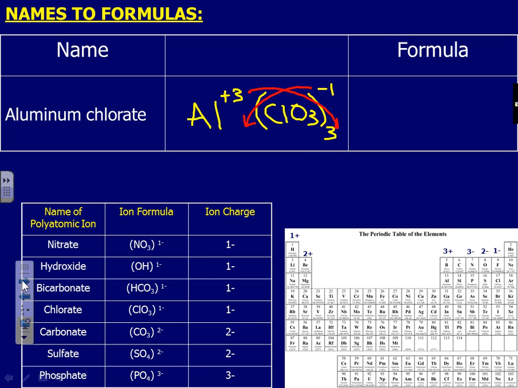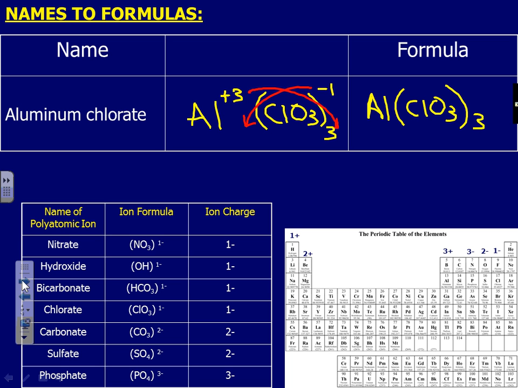Now notice that there's brackets there. Let me rewrite the final equation. Al brackets ClO3 brackets 3. So what does that mean? That means that there's one aluminum atom, and there are 3 of those big chlorate things stuck to that aluminum atom.